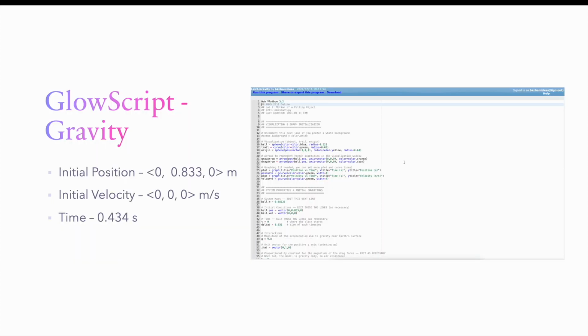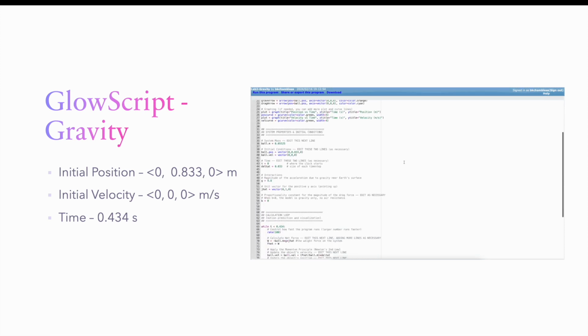So next, we have our GlowScript model of the situation, where we took our initial conditions from the Tracker model and put them into GlowScript so that it would give us a representation of what this would look like under perfect conditions. So our initial position is approximately 0.8 meters above the ground, and our initial velocity is 0, and then our time is 0.434 seconds.